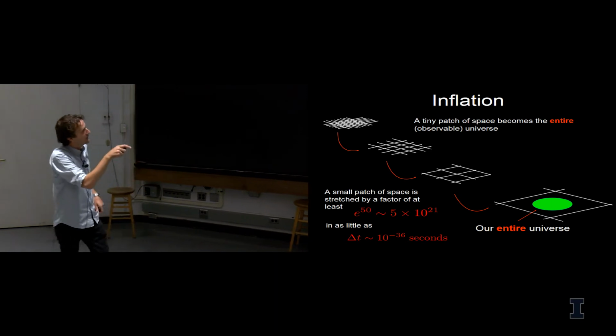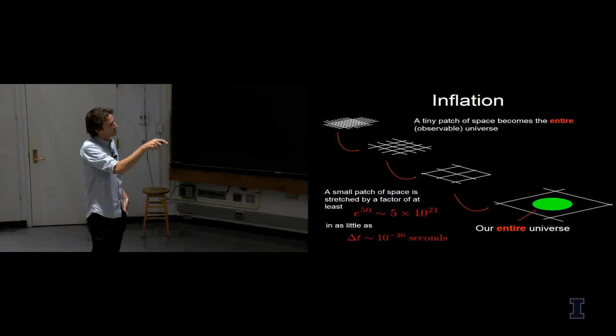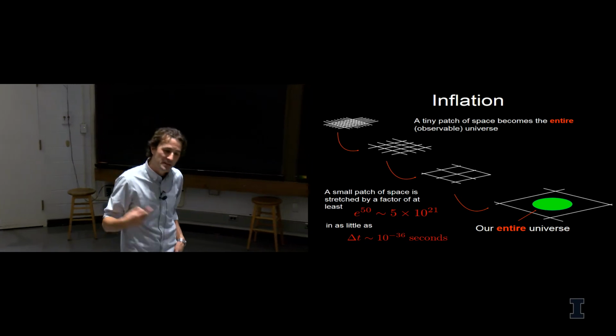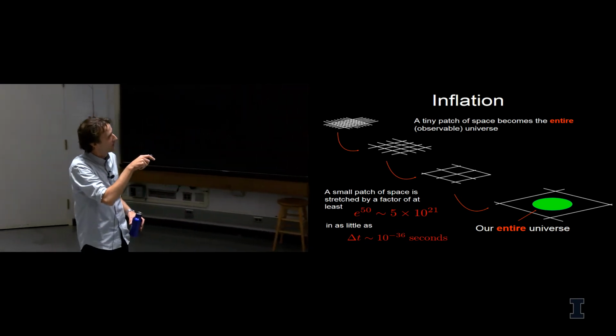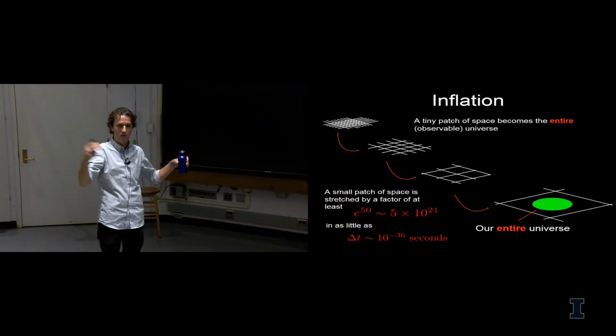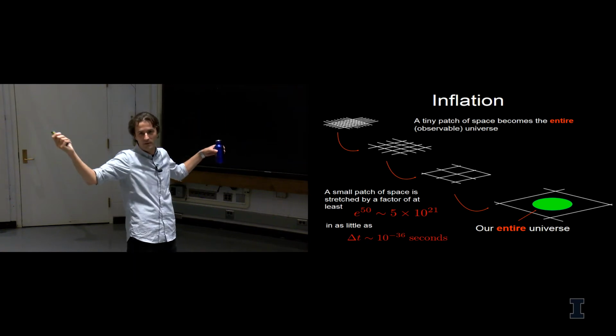So a small patch of space gets expanded by a factor of e to the 50, which is 5 with 21 zeros after it, in as little as 10 to the minus 36 seconds. So this is the theory of inflation. This is how we solve this problem: by making the entire universe out of one little patch, taking one little patch of the universe and stretching it over the entire sky.